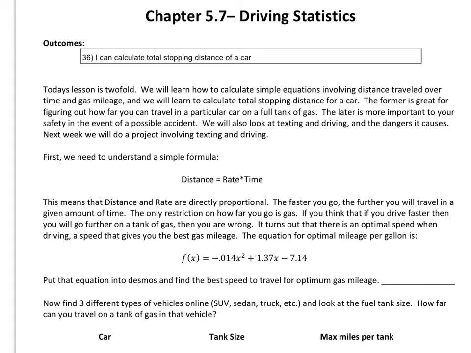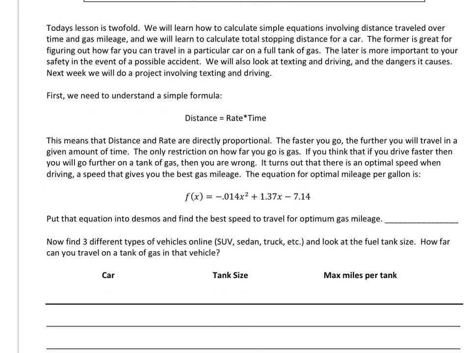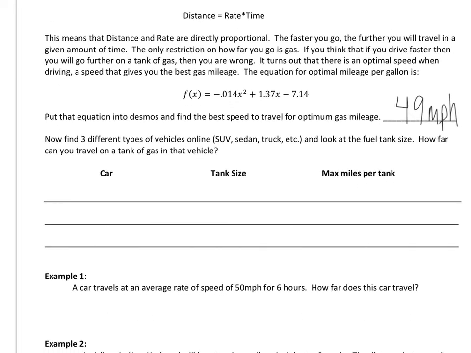Okay, so we left off last class using the notes on driving statistics, and we went over distance equals rate times time. We looked at the function here, put it in Desmos, and found that the optimum miles per hour was 49 miles per hour for the best gas mileage that you can get in a car. We also looked at several different cars and their tank size and the miles per gallon to figure out how many miles you would get on a particular tank.